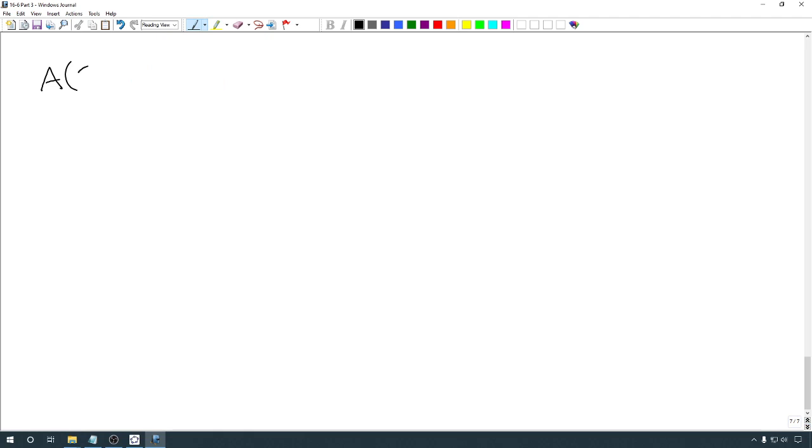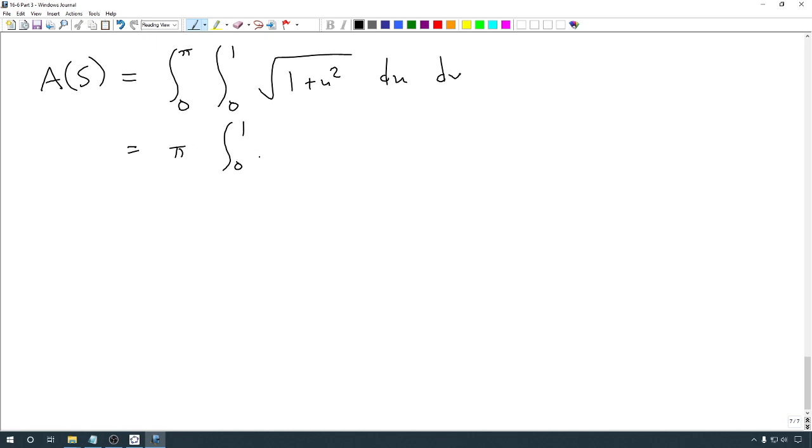So the area of the surface is going to be the double integral. I'm going to put the limits on v from 0 to pi. The limits on u are 0 to 1. We have the square root of 1 plus u squared du dv. Now, one nice thing that's happened here is that we don't have any v's left in our integrand. So I'm going to take the integral over dv from 0 to pi. That's just going to turn into a pi on the outside. So we're looking at pi times the integral from 0 to 1 of the square root of 1 plus u squared du.